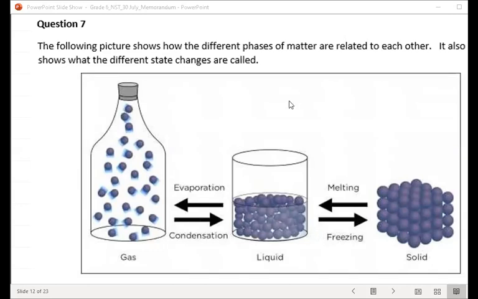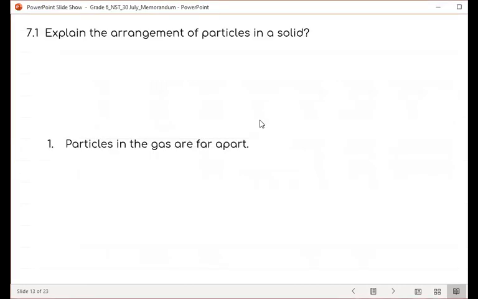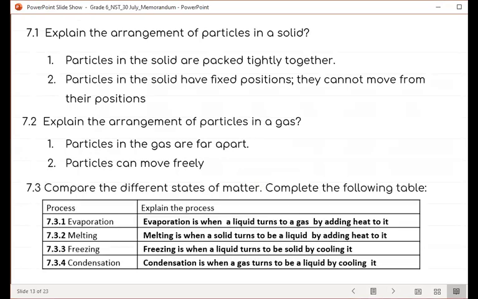Guys, I hope you will not forget what we are doing here, because I believe we are repeating. So this is what you guys had to say. Evaporation is when a liquid turns to a gas by adding heat to the particles. Melting is when a solid turns to a liquid by adding heat to the particles. Freezing is when a liquid turns to a solid by cooling the particles. Then condensation is when a gas turns to a liquid by also cooling the particles. All right, so that is how you got your answers.